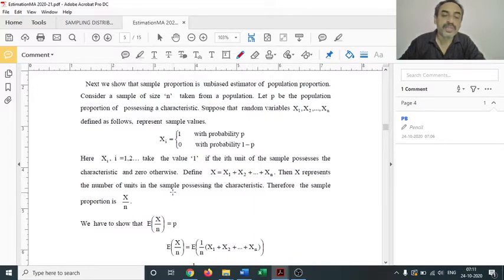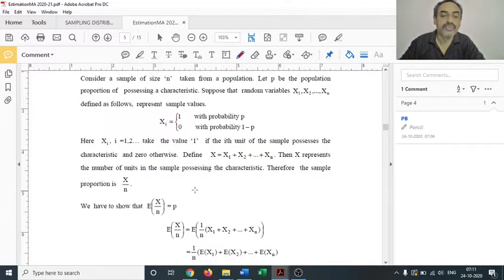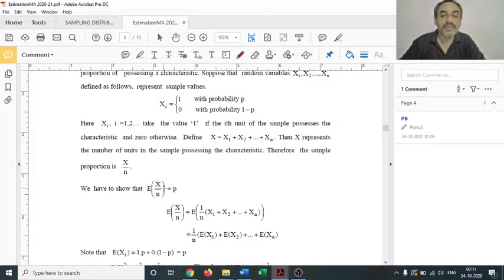Suppose there is a sample of size 100, and of this 100, some may be 1 and others may be 0. If x is equal to, say, 25, it means that there will be 25 times 1 and 75 times 0, that is x equals x1 plus x2 plus etc. xn. So x equal to 25 means that there are 25 times the response is 1, the response is yes, and therefore x by n is the sample proportion. So our aim is to show that the sample proportion is an unbiased estimate of the population proportion.